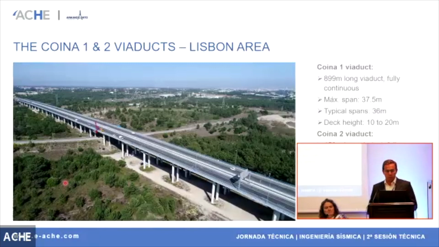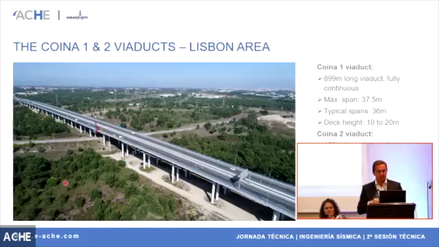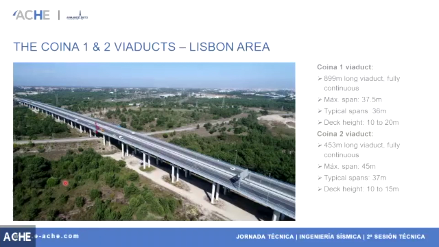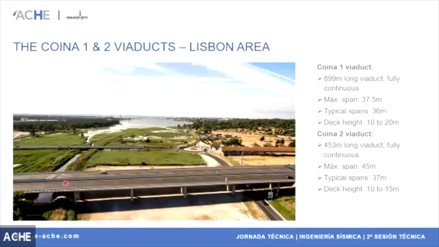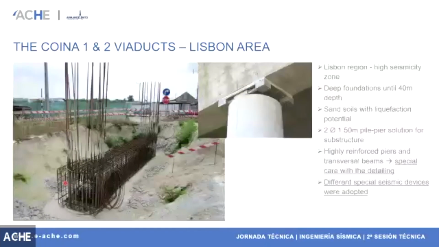This is the example of two big viaducts that we did in the Lisbon area, one with almost 900 meters and the other one with 453 meters. And here we thought it would be more interesting to have fully continuous decks, and we also have small heights of the piers, so that led to the pile pier solution you can see here, 1.5 diameter for the piles and the piers. And we had a lot of problems with liquefaction on these valleys.